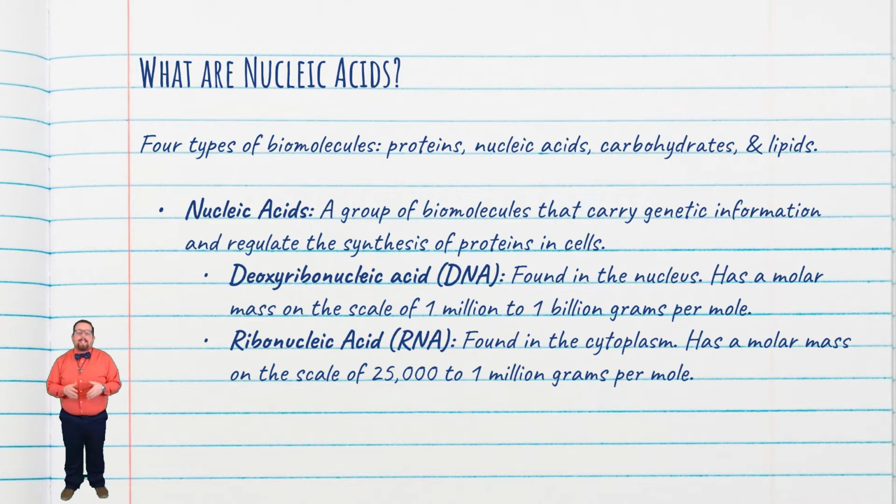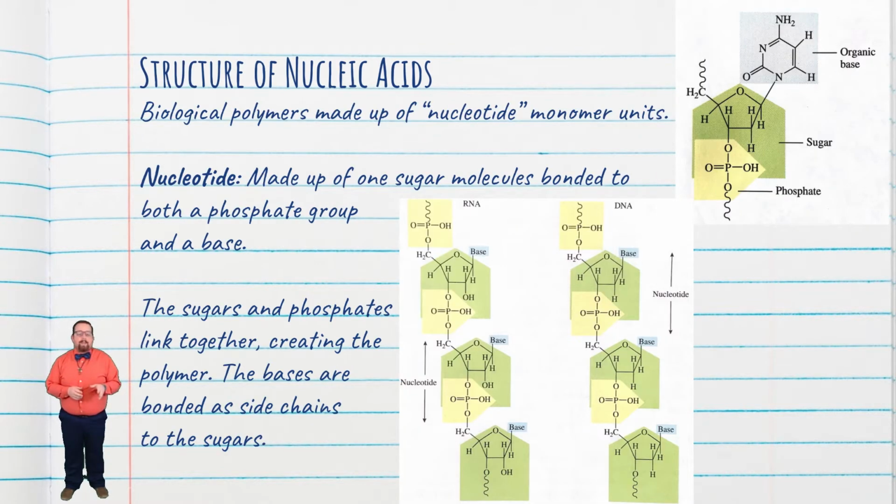DNA stands for deoxyribonucleic acid. It's found in the nucleus of a cell and has a molar mass on the scale of 1 million to 1 billion grams per mole. RNA stands for ribonucleic acid, which is found in the cytoplasm of a cell and has a molar mass on the scale of 25,000 to 1 million grams per mole. Both types of nucleic acids are a type of biological polymer, made up of monomer units that are called nucleotides.